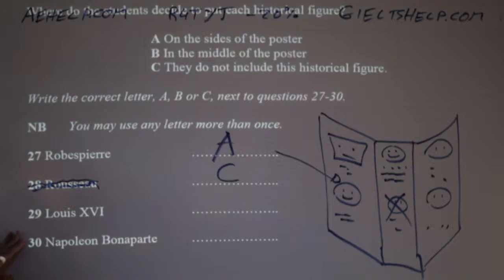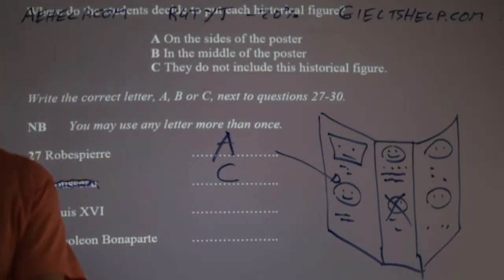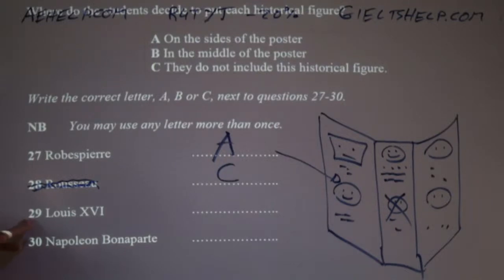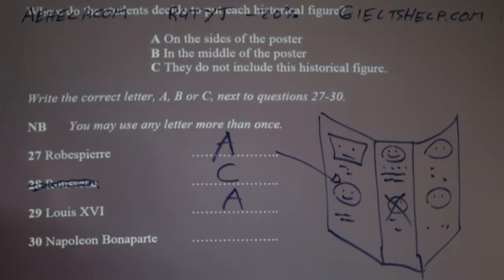All right, and then the king, Louis the 16. Who did he ever have it bad? But I guess what comes around goes around. So 29, on the sides or in the middle? Alex Cobb says that's A. Carolina, our moderator, agrees. Sammy, our member, also agrees. Yeah, so the king was important, but not as important as somebody else.